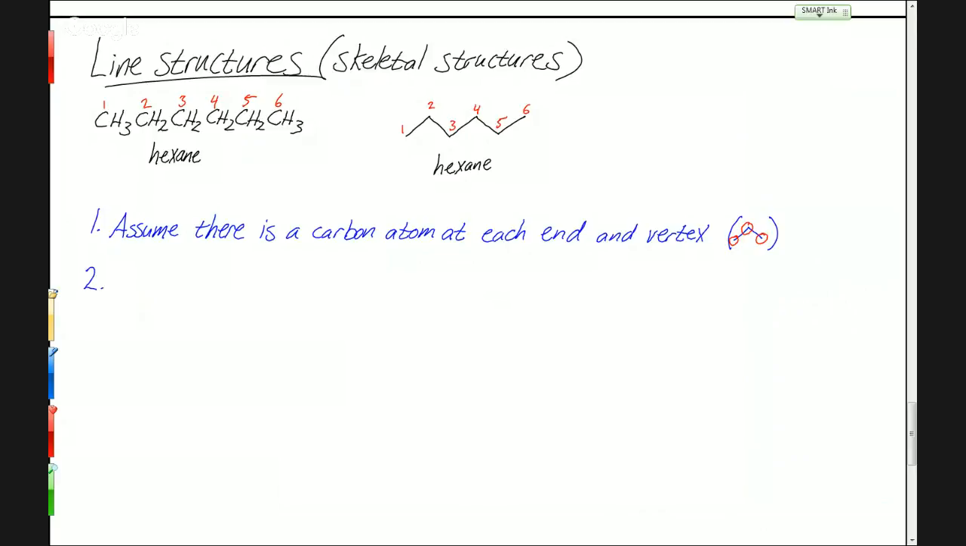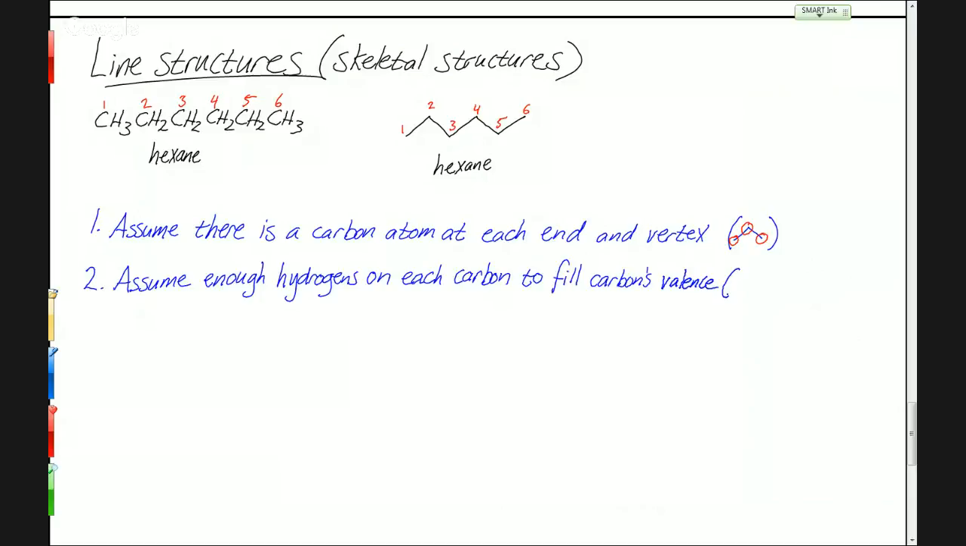So we know how many bonds carbon wants, right? How many bonds does carbon get? 4, yeah. So we've got 4 bonds to carbon. So that means that we have to assume that there are enough hydrogens on each carbon to fill carbon's valence, which is 4 bonds.